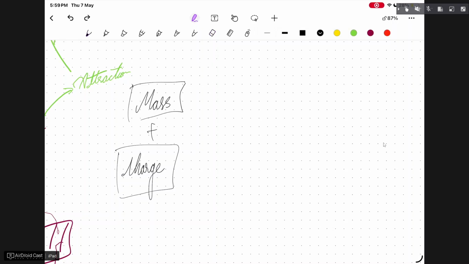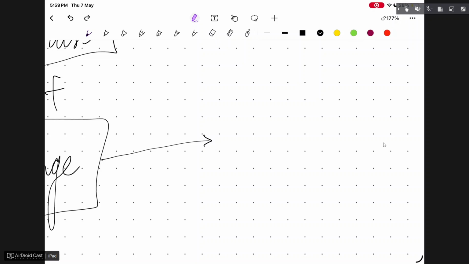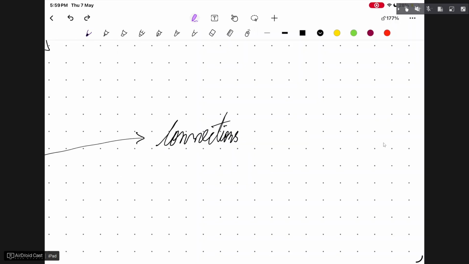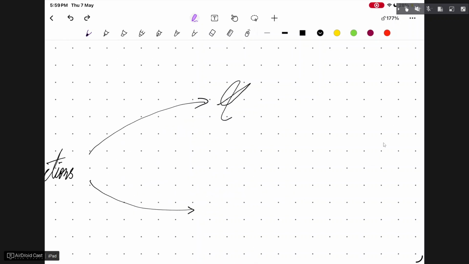Now, connect the battery. There are a few things that need to be in place. One would be that the connections can be of different types. Now, these connections are usually of two types. One is in series, one is in parallel.